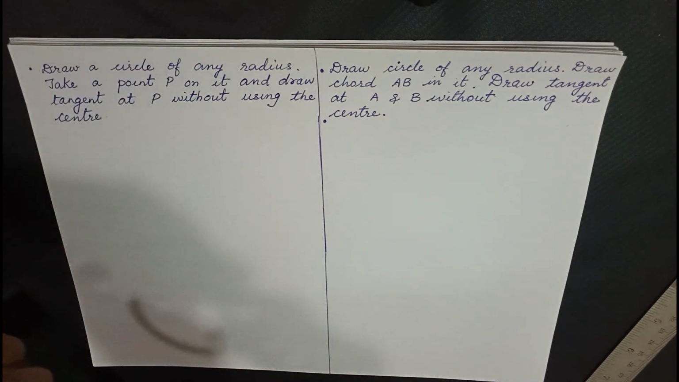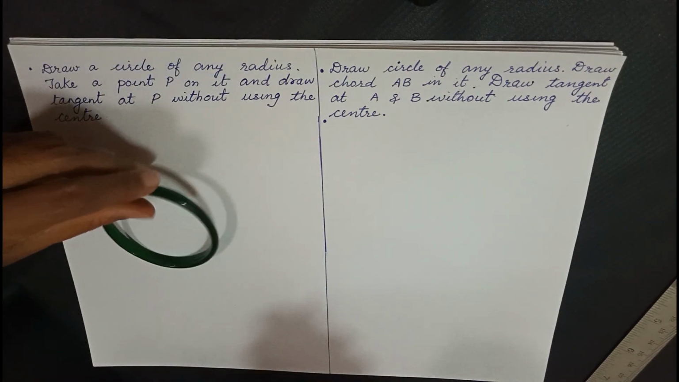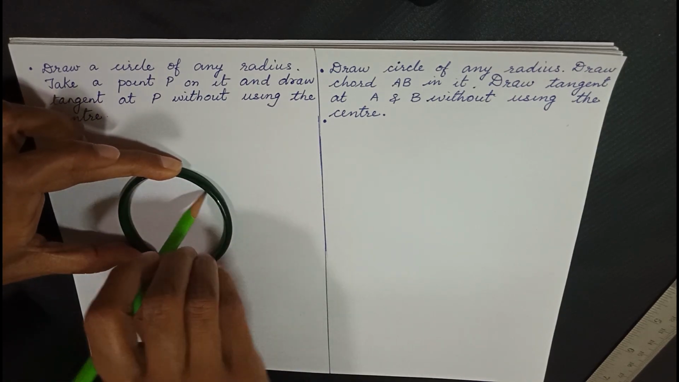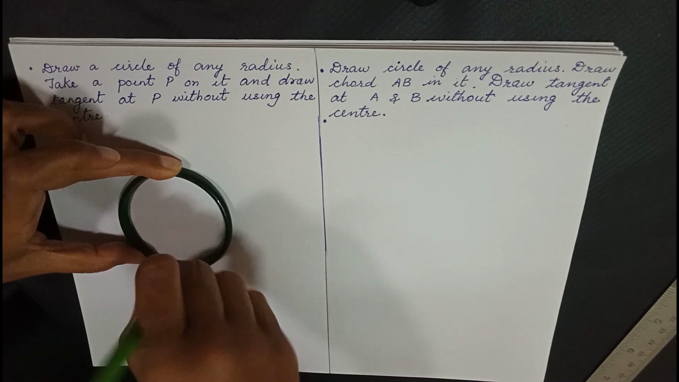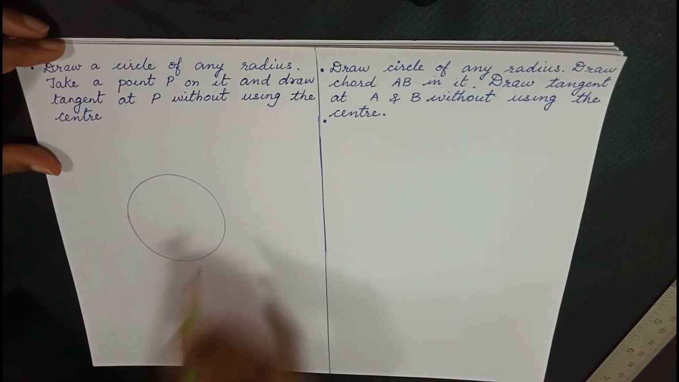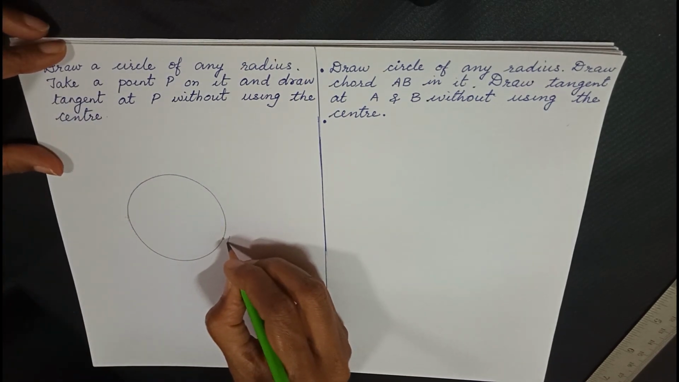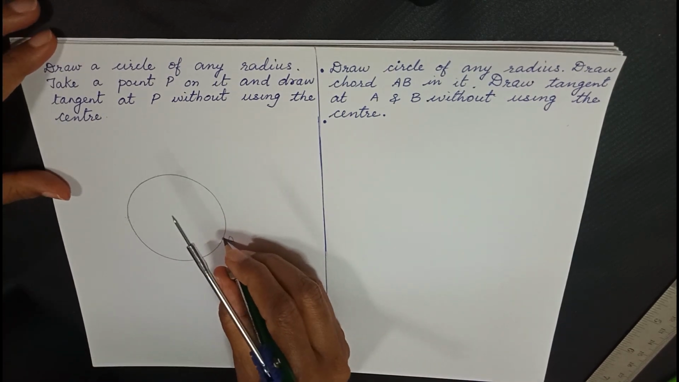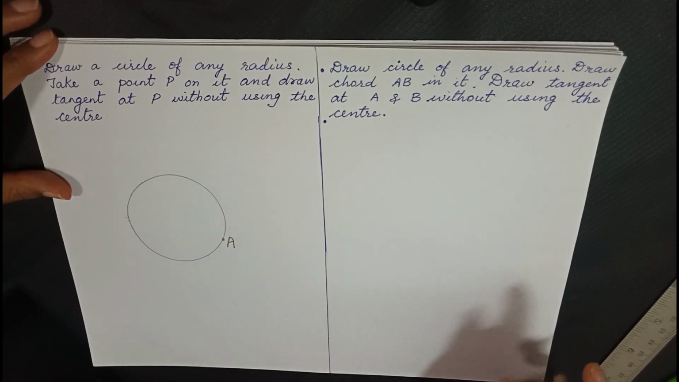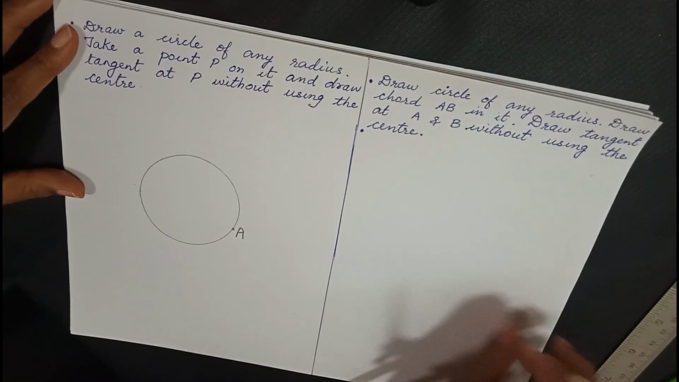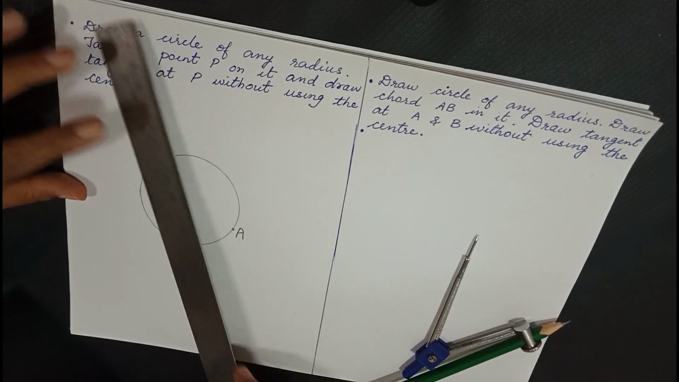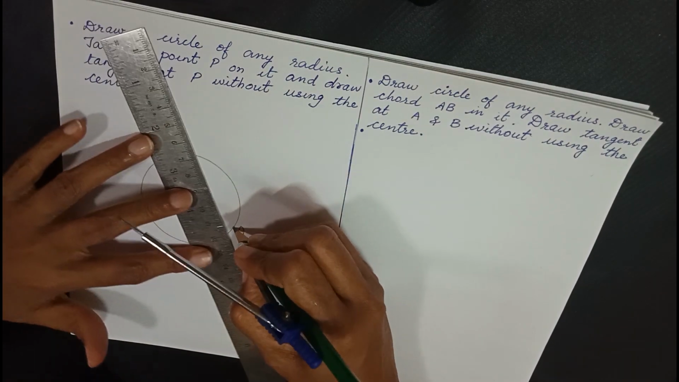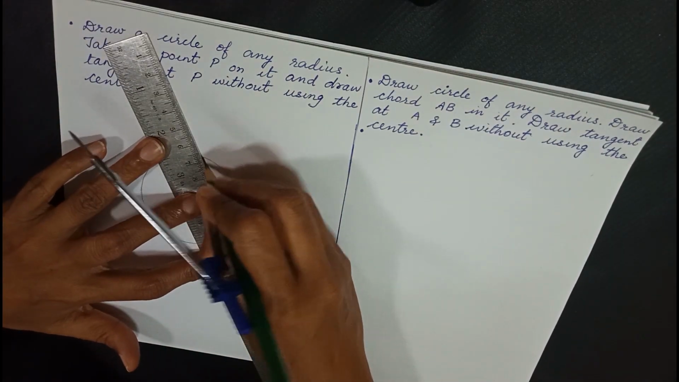So to make things easier, I will draw a circle using any round object so that I don't know where the center of the circle lies. So let us say I have this circle and I have taken a point A on it, and now I want to draw a tangent at point A but without using the center. So the principle that we follow is we divide this circle into two parts by drawing a chord. So let us say I draw a chord AB.